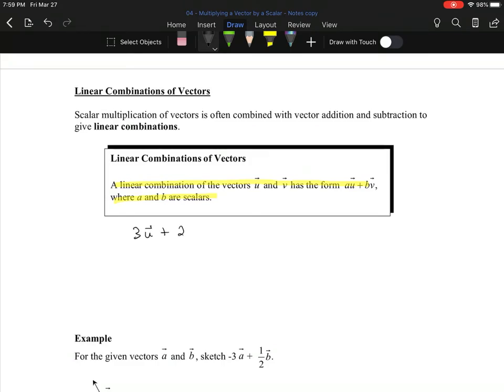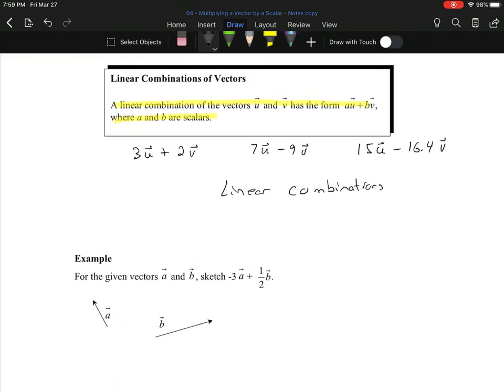What I mean by that is lots of times we're going to have a u and a v, and we'll go, oh, we want 3 u's plus 2 v's, or we want 7 u's minus 9 v's, or 15 u's minus 16.4 v's. There's going to be all these different ways to do it, and all these are linear combinations. And why they're called linear is we're not multiplying by other vectors. We're not multiplying by anything strange there. We're just multiplying by numbers out front.